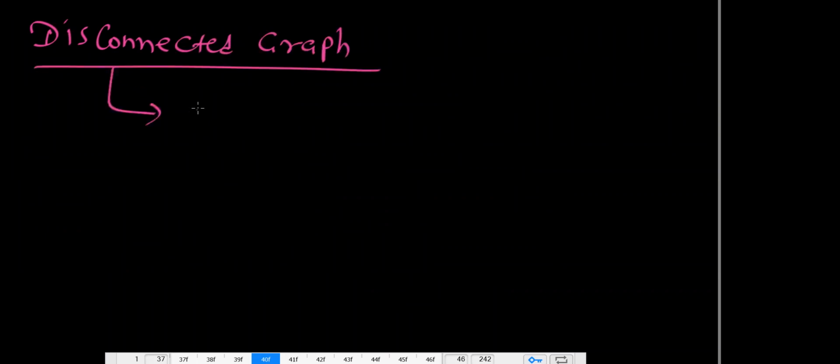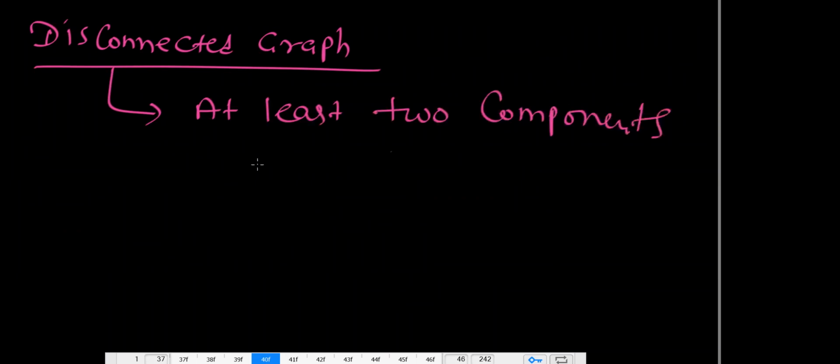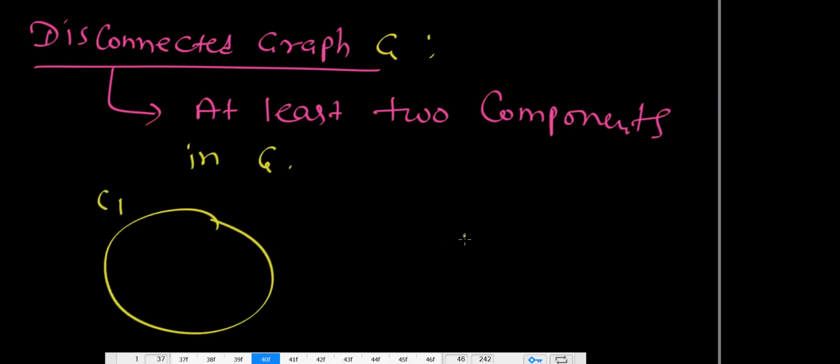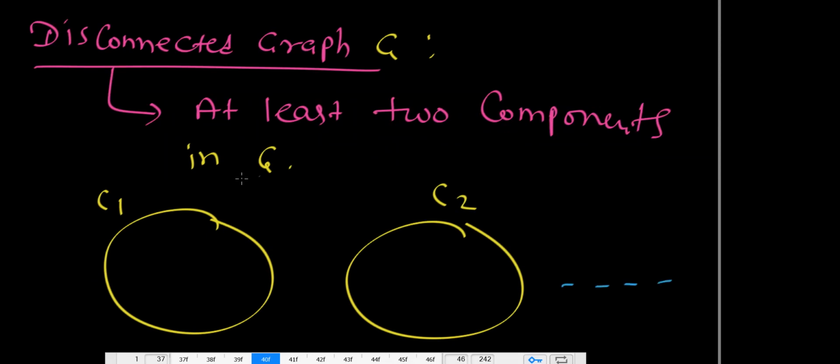A disconnected graph implies at least two components. There are at least two components in G. If you have a disconnected graph G, then in G you must have at least two components, C1 and C2. There can be more, but you must have at least two.